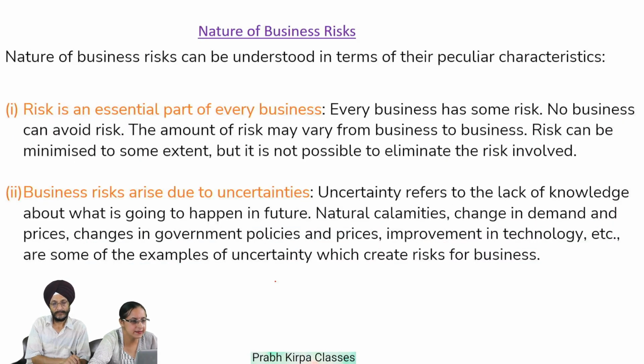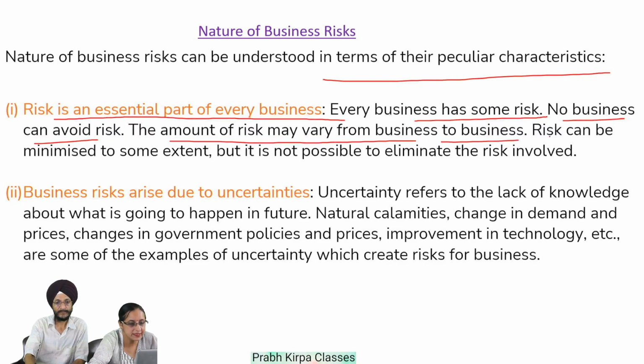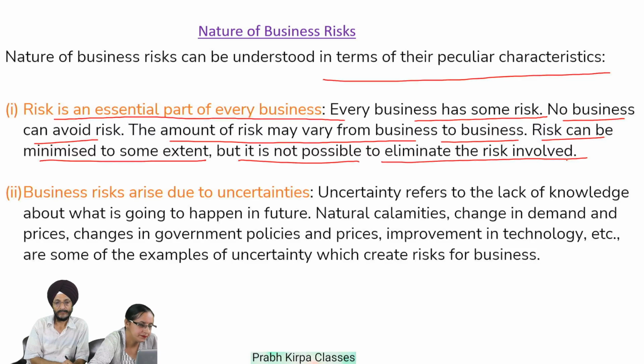Nature of business risk. Nature of business risks can be understood in terms of their peculiar characteristics. Number one, risk is an essential part of every business. Every business has some risk. No business can avoid risk. The amount of risk may vary from business to business. Risk can be minimized to some extent, but it is not possible to eliminate the risk involved.